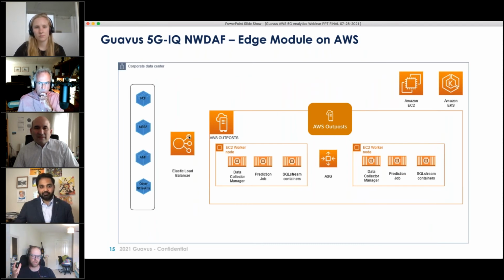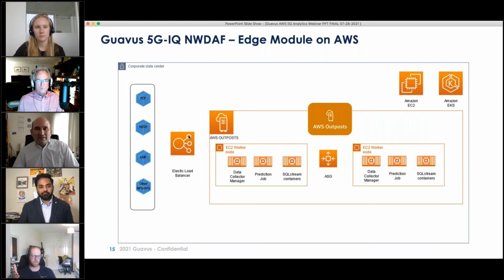Absolutely. So at the edge, we were working with the Guavus folks, and the idea is to see what components are critical here, whether it will be the data collection manager, SQL stream containers, but also the prediction job. So we wanted to host the prediction capability on Outpost. We will train the prediction model in the AWS region, but we will host the actual inference for those low latency use cases for the prediction endpoint on Outpost. So that was the key here.